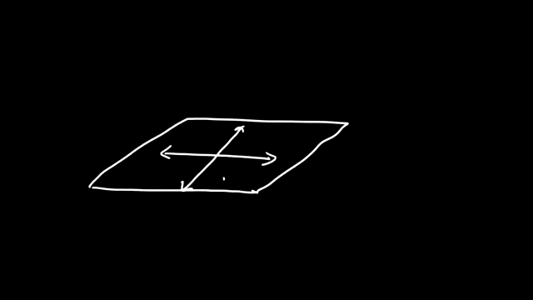Now we can draw a plane like this. And let's say here we have a line, and here we have another line, and then let's say we have another line here. Let's call this AB, and then CD, and EF.